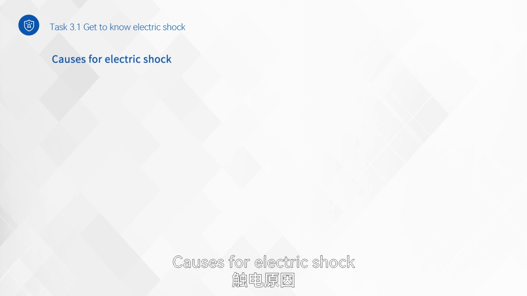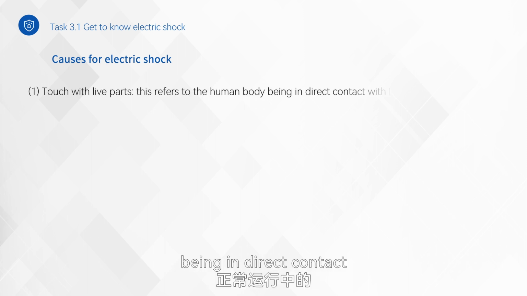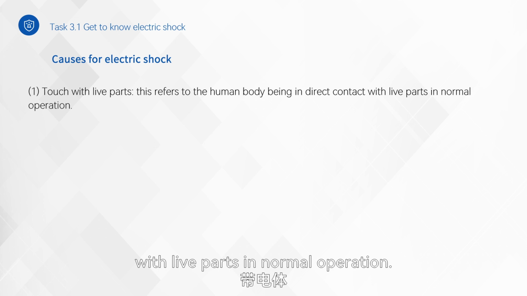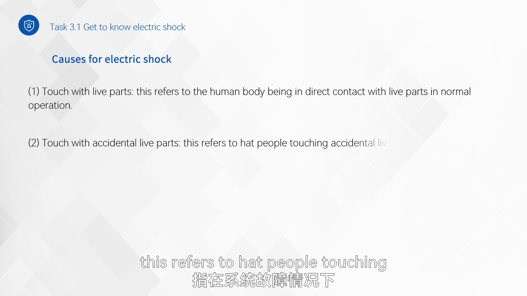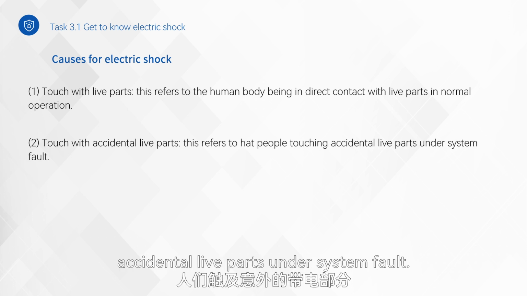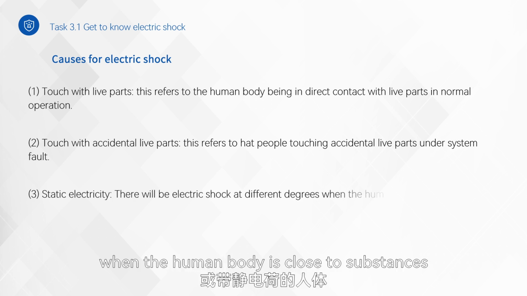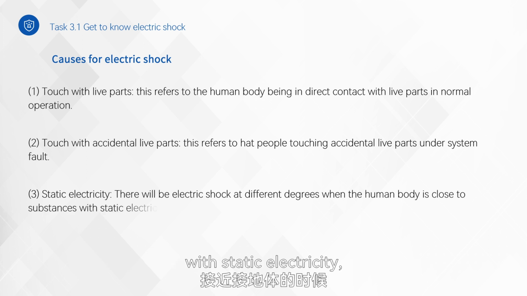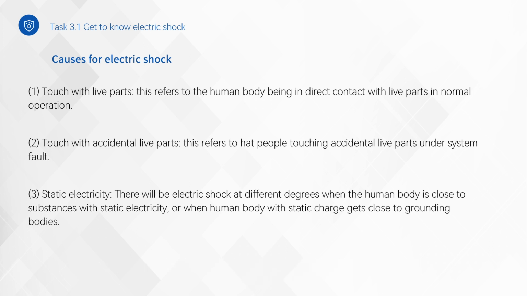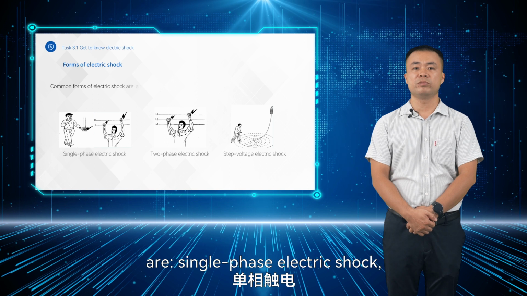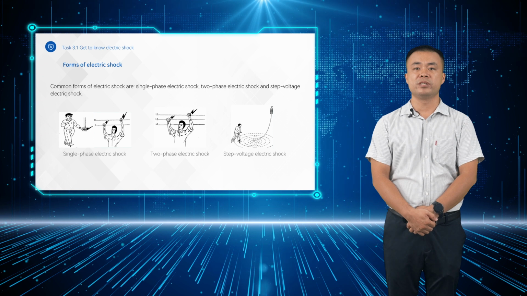Causes for electric shock. 1. Touch with live parts. This refers to the human body being in direct contact with live parts in normal operation. 2. Touch with accidental live parts. This refers to people touching accidental live parts under system fault. 3. Static electricity. There will be electric shock at different degrees when the human body is close to substances with static electricity, or when the human body with static charge gets close to grounding bodies. Common forms of electric shock are single-phase electric shock, two-phase electric shock and step-voltage electric shock.